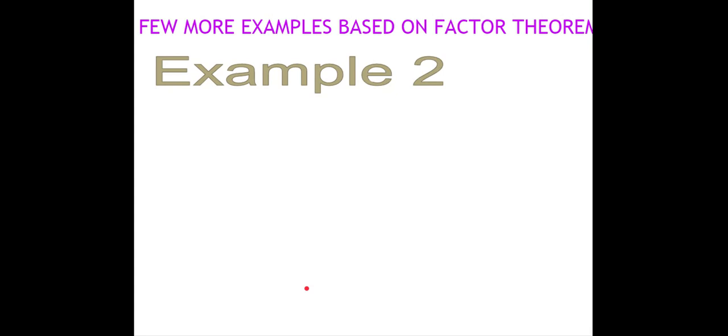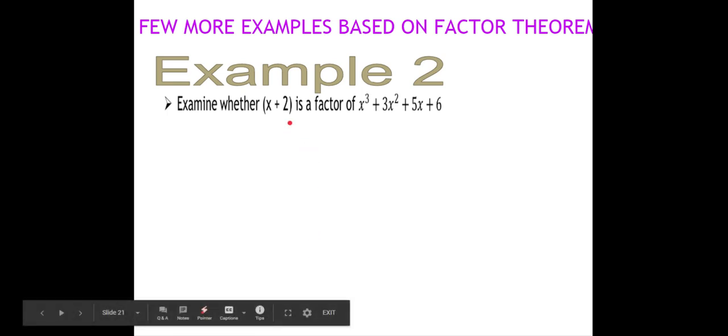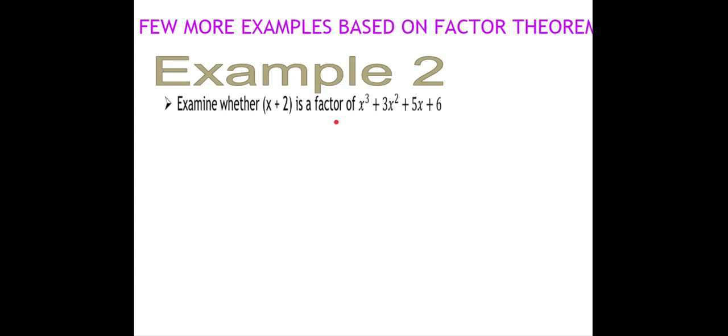Let's work out one more. Examine whether x plus 2 is a factor of x cubed plus 3x squared plus 5x plus 6. Again, in this question, you need not do long division. You can easily find out whether it is a factor or not by first taking out the remainder. Let's first take out the 0 of the divisor. So 0 of x plus 2 is minus 2.